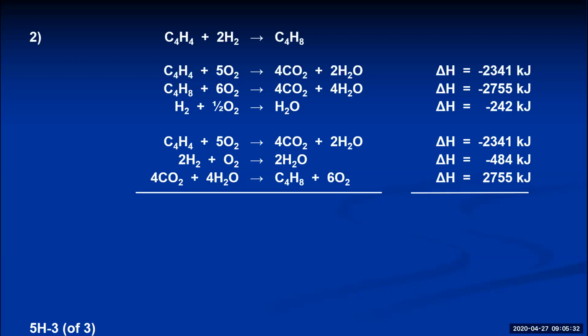If I now try to add the reactions together, first I'm going to try to eliminate anything that's the same on the reactant and product side. So first, I'll notice I have 6 moles of O2 on the reactant side and 6 moles of O2 on the product side. I'll cancel those out. Second, I have 4 moles of CO2 on the reactant side, 4 moles of CO2 on the product side. I'll cancel those out. And then I also have 4 moles of H2O on the reactant side, 4 moles of H2O on the product side. Cancel those out. That leaves the reaction C4H4 plus 2H2 yields C4H8.